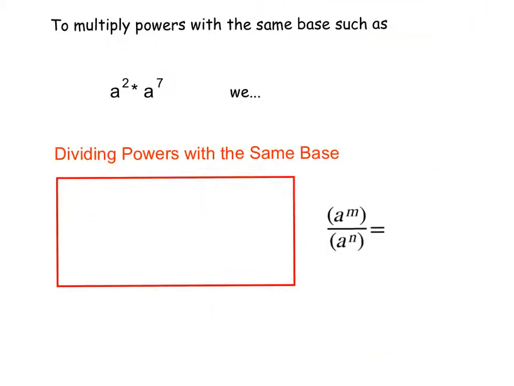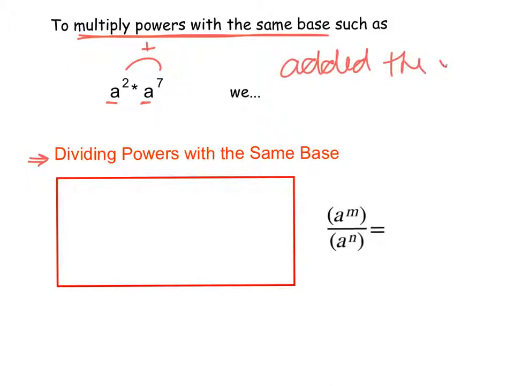So our first property that we're going to talk about today is dividing powers with the same base. However, before we get this, let's think about when we multiply powers with the same base. What did we do yesterday? So if we have a squared times a to the 7th, if they have the same base, we are going to add our exponents. So our answer would be a to the 9th.